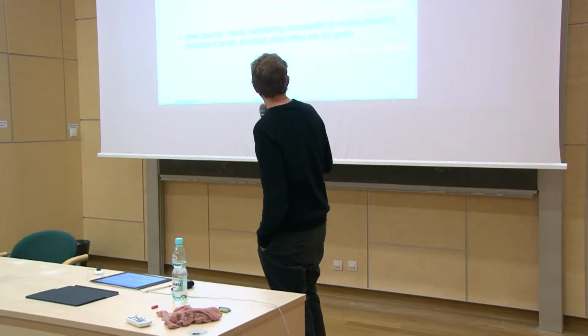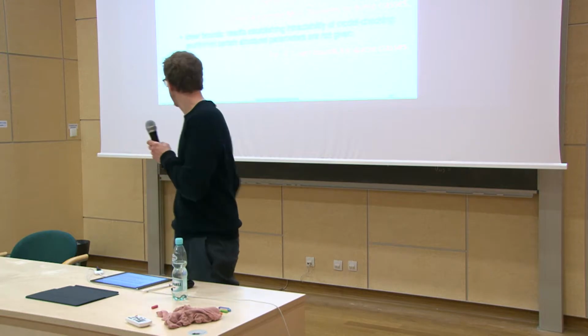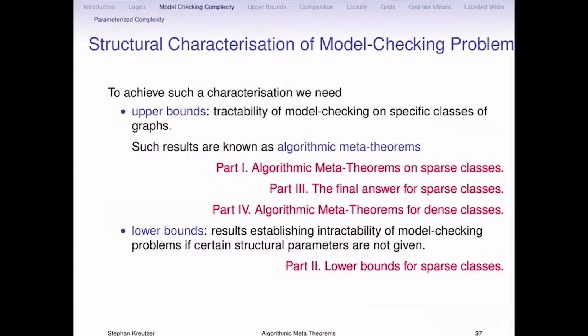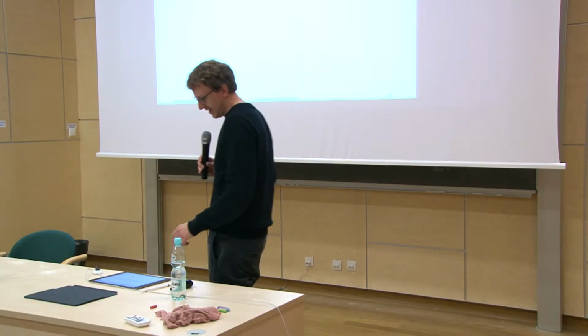Yeah, okay, so welcome back to this second part of the algorithmic meta-theorem tutorial. So this is where we left. I set up the main question we want to solve, namely finding good structural characterizations for classes of graphs which allow and which precisely characterize tractable model checking for first-order logic and monadic second-order logic in particular. So now we start with the upper bounds and the main material.